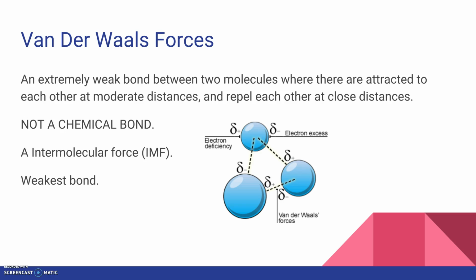Now, the last bond we're going to be talking about, which is extremely weak, are called van der Waals forces. Now, the technical definition is forces, but it is a type of bond. It's an extremely weak bond between two molecules where they are attracted to each other at moderate distances and repel each other at close distances.